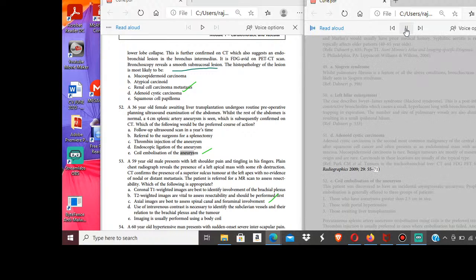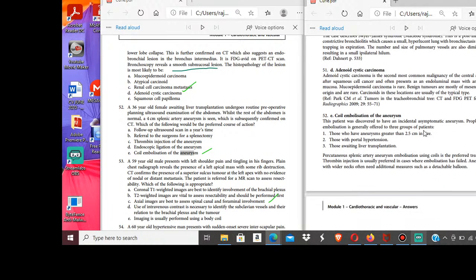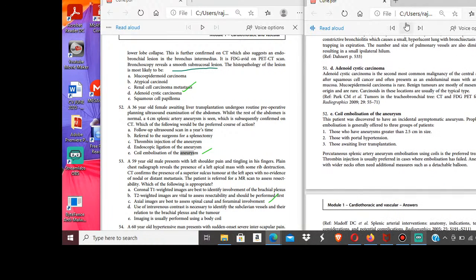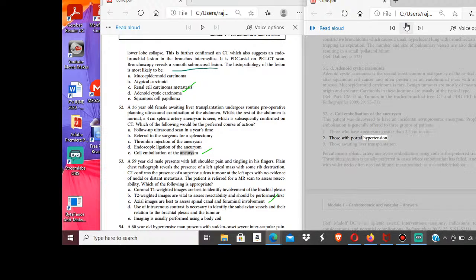52. E. Coil embolization of the aneurysm. This patient was discovered to have an incidental asymptomatic aneurysm. Prophylactic embolization is generally offered to 3 groups of patients. 1. Those who have aneurysms greater than 2.5 centimeters in size. 2. Those with portal hypertension. 3. Those awaiting liver transplantation.